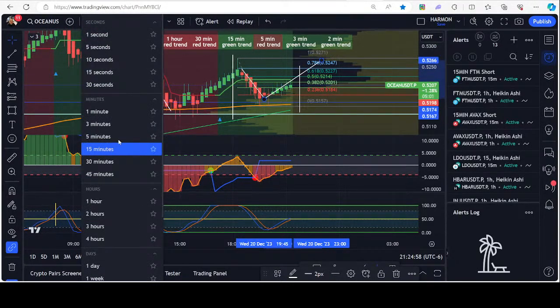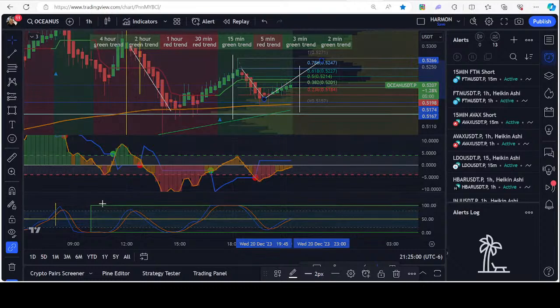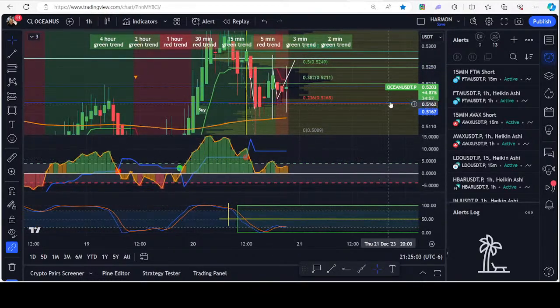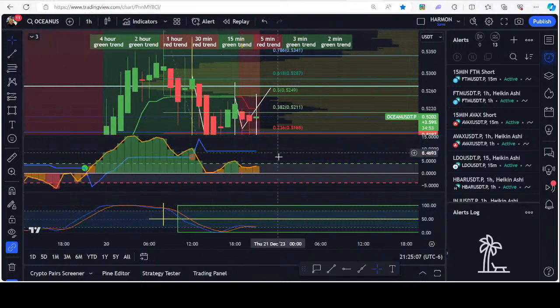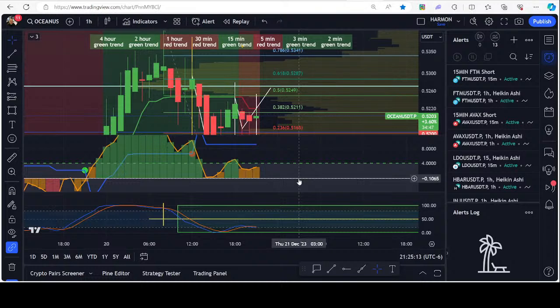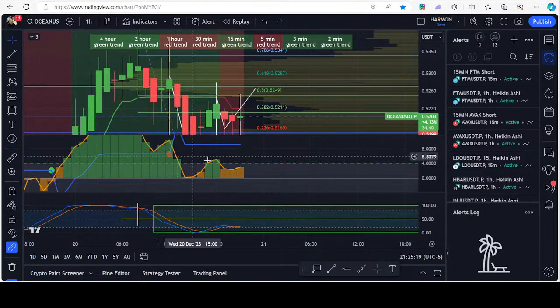But in order for that to be bigger, what we want it to be, we're going to need the 1 hour to start becoming a 1 hour green moon, which it kind of looks like it wants to do here. It just doesn't have any volume right now. Nobody's really trading Ocean right now. But the next long is going to be the 1 hour moon with that 15-minute moon and trend. You see what I'm talking about?